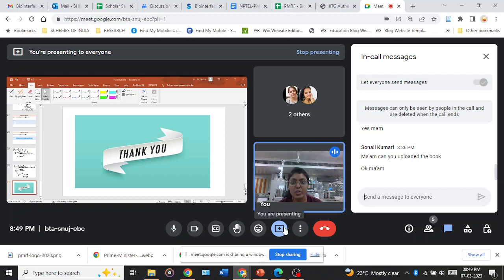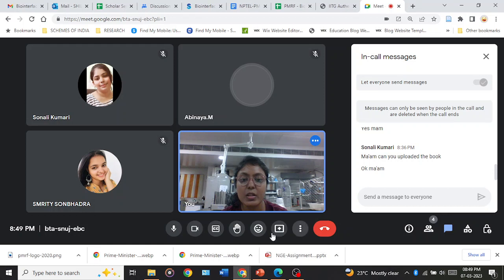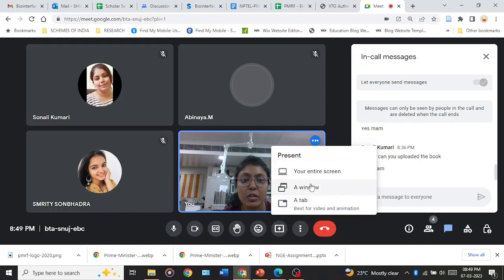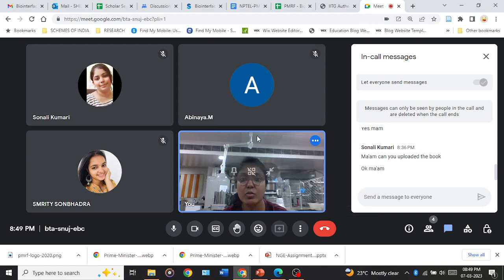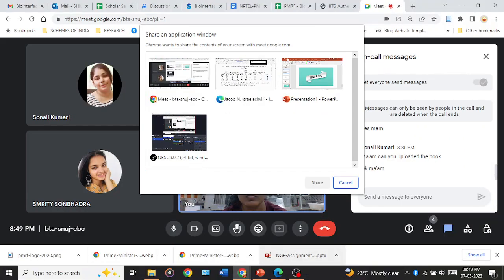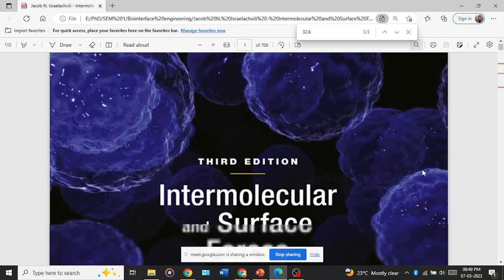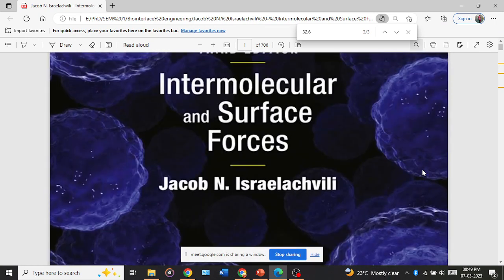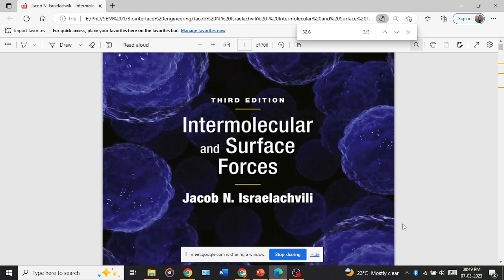So I think last time I couldn't share the book properly, but if possible, let me share the book with you. I can show you the book. Yep, I got it. So this is the book I am talking about. That is Intermolecular Forces by Jacob Israelachvili. This is the third edition which I have, and you may just note it down. If you could get it even before getting the drive link from me, it would be better and easier for you to learn.